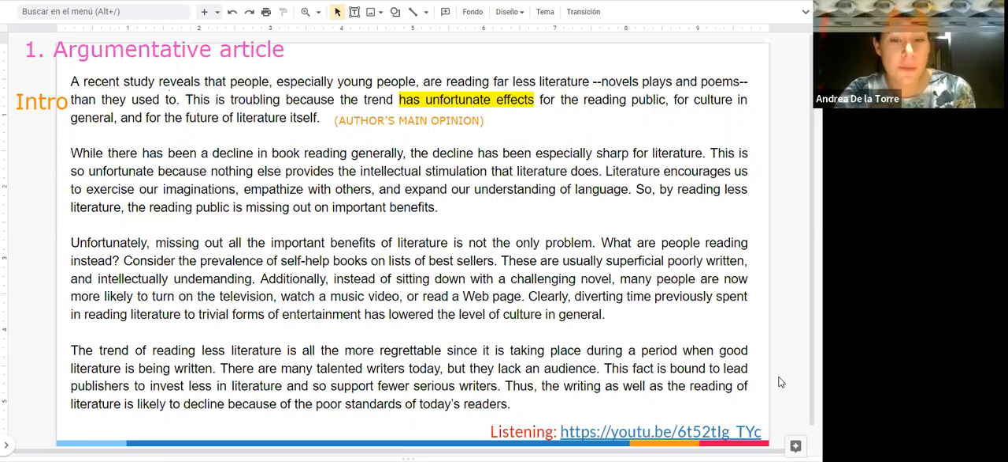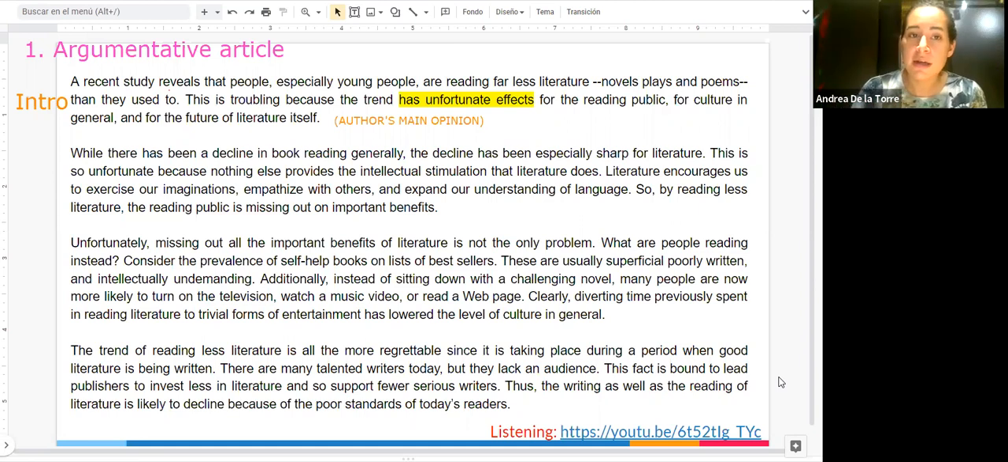I'm giving them an adjective. Same thing here, right? We know that, of course, this trend is going to have some effects. Now, the author's opinion is that these effects are unfortunate, right? For the reading public and so on. So do you guys agree with me? Do you see the difference between an opinion, a point, an argument, and a fact?